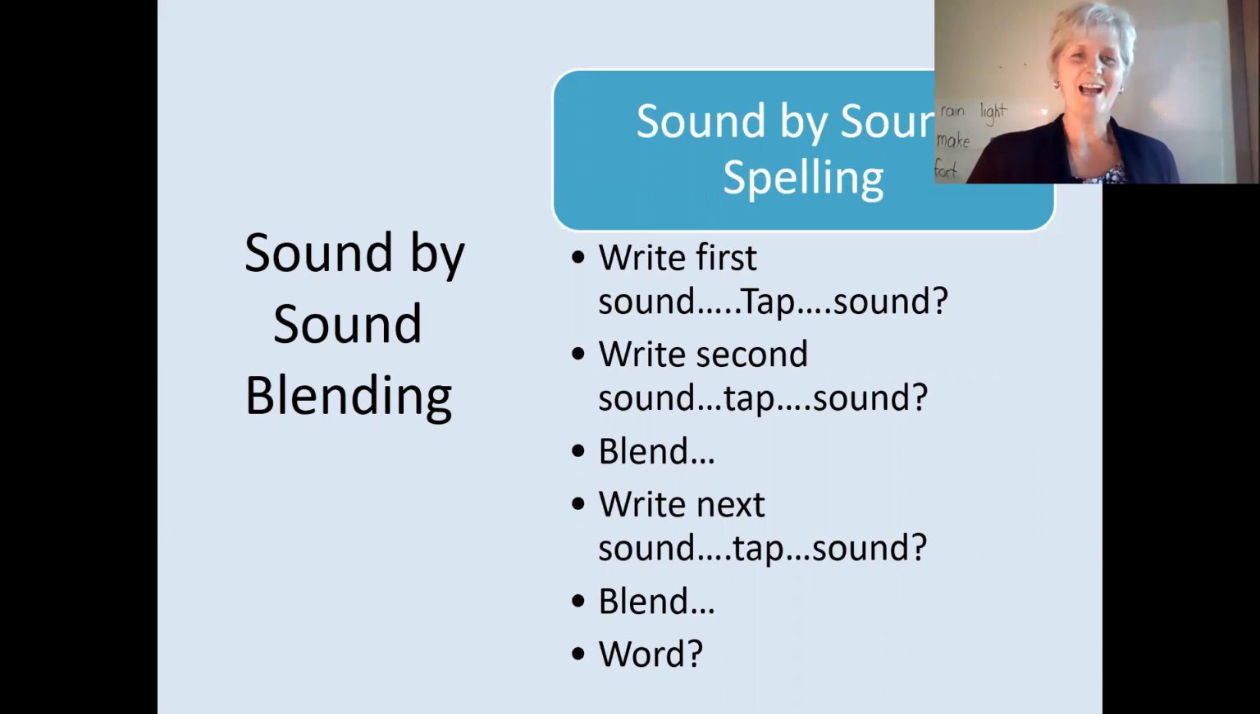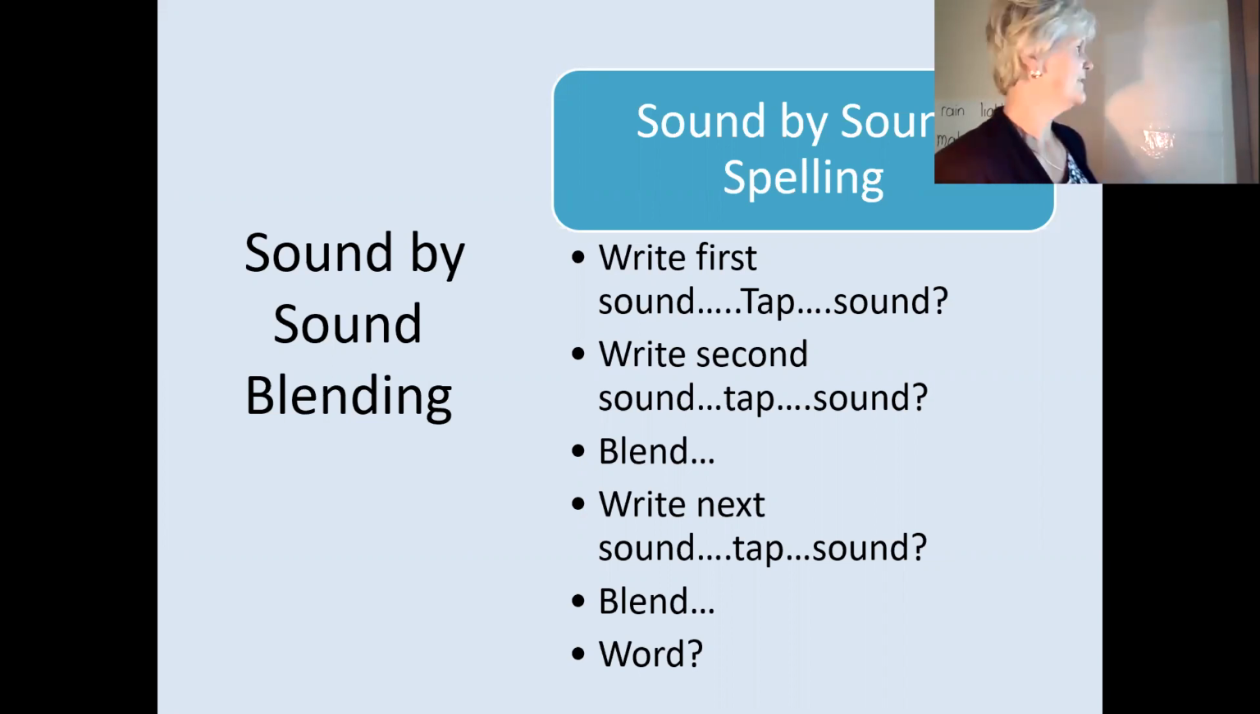For those of you who have this sound by sound blending routine in your materials, a lot of times it's misunderstood because they try to draw it out in the routine, and people can misinterpret what the routine looks like. So a lot of times when we are in schools, we model this routine because what it looks like on paper and what it looks like in person is a little bit different. So let me show you how this goes.